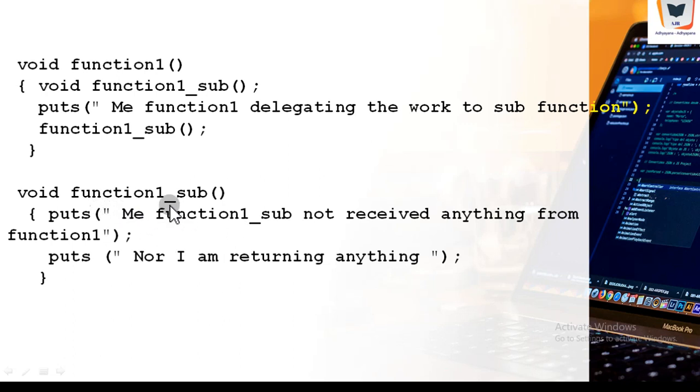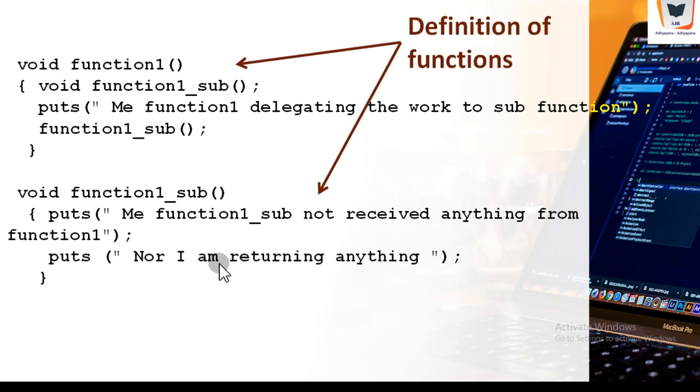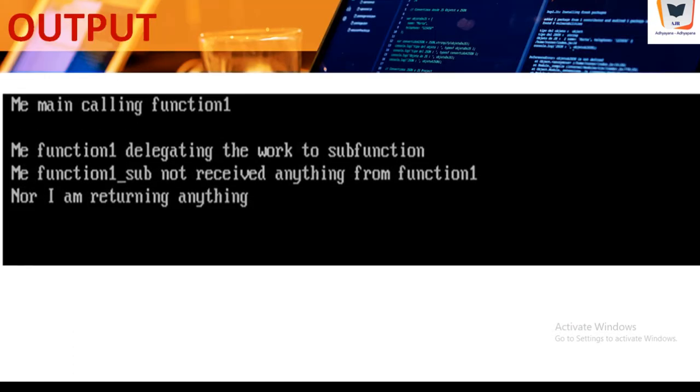Okay, here it is written, me function1sub, not receiving anything from function1, nor am I returning anything. So when this is executed, this is called the definition of the function, meaning writing the code or defining what it has to do in terms of code. So now the output is like this: me main calling function1, me function1, because the control will go over here after printing this, me function1 delegating the work to sub function, me function1sub, not received anything from function1 nor am I returning anything.